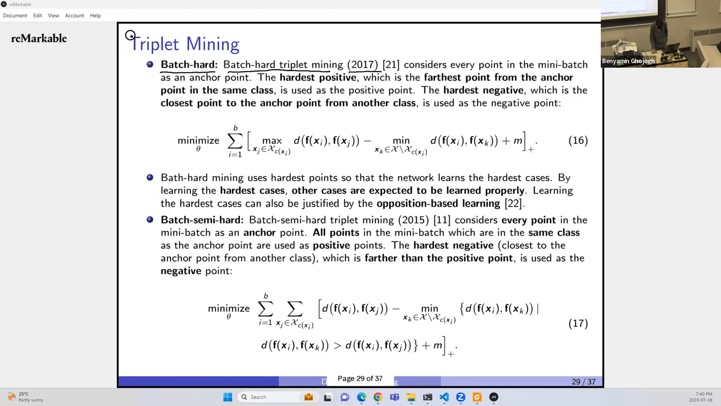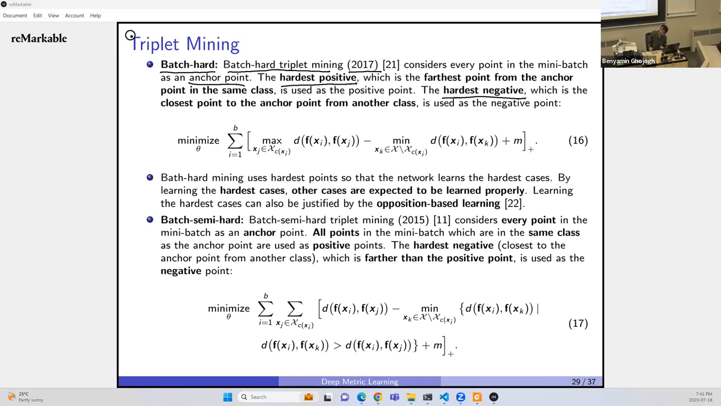Batch hard triplet mining was proposed in 2017. What does it do? It considers every point in the mini batch as an anchor point. Every point is an anchor point, but how do we choose the positive and negative? It takes the hardest positive and the hardest negative. What do I mean by hardest positive? What is harder for a neural network to learn? A near positive to the anchor or a distant positive from the anchor?